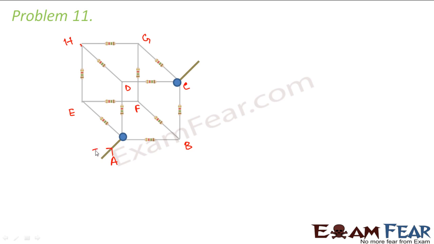Let us suppose some current I is entering from point A. As it reaches this point, it has 3 possible paths. So how will it get distributed? If it takes this path, it has to cross 2 resistors. If it takes this path, it has to cross 2 resistors. If it takes this path, it has to cross 4 resistors.